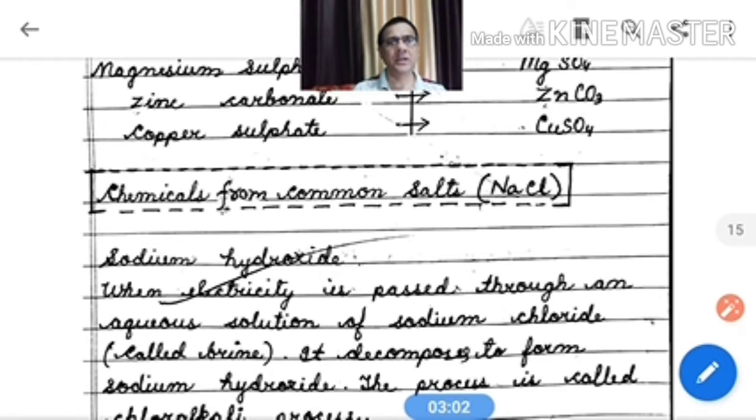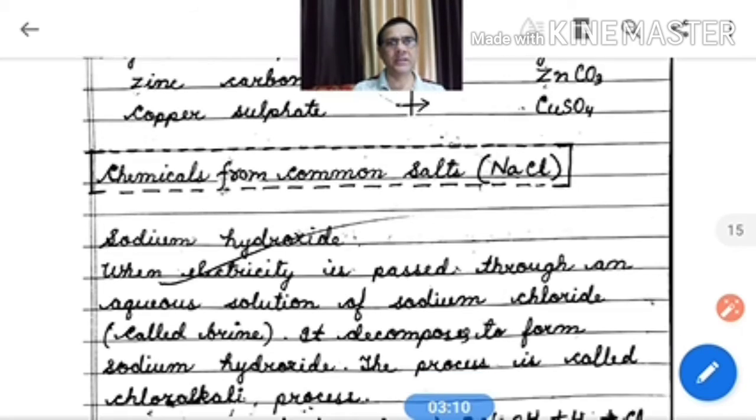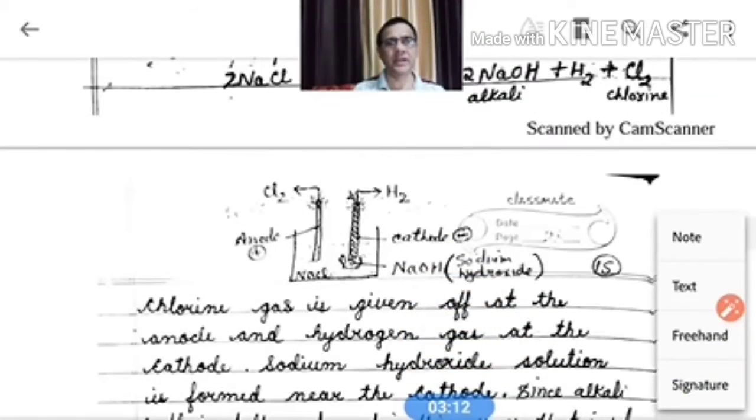In this, the first compound is sodium hydroxide. It is a very important compound, sodium hydroxide. And before explaining this, all of you see this diagram which is given here. Wait a minute. Let me magnify this image.